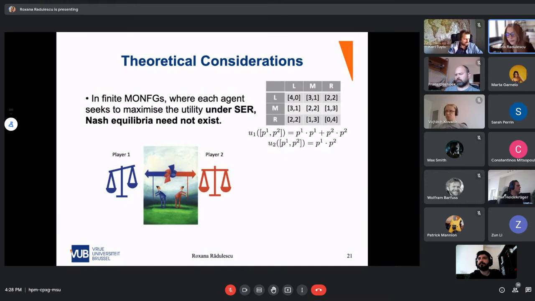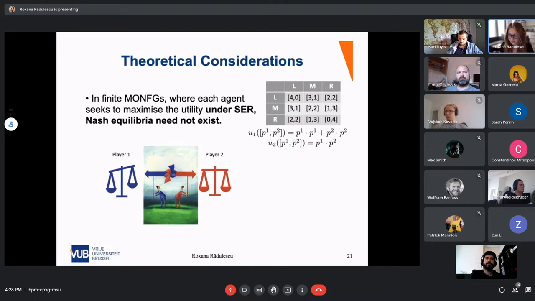We can prove by example using this multi-objective normal form game that under SER, Nash equilibria need not exist. The intuitive sketch of the proof here is simply the fact that player one will always have an incentive to deviate towards imbalanced outcomes, while player two will always have an incentive to deviate in the opposite direction.